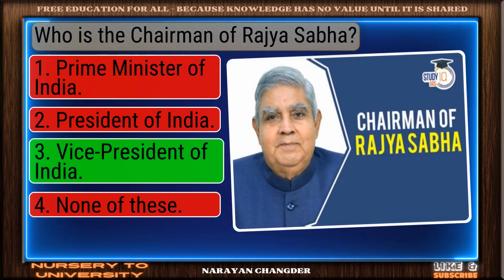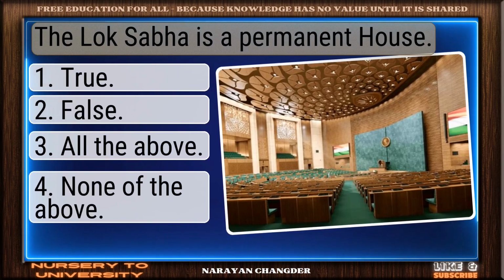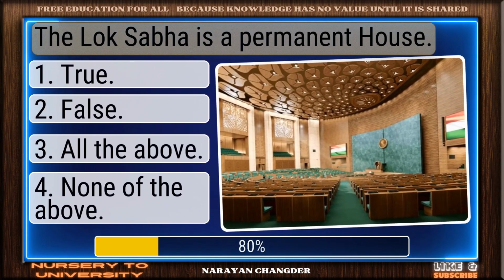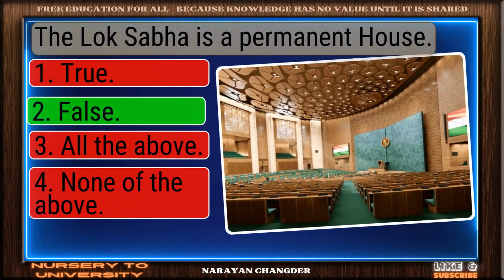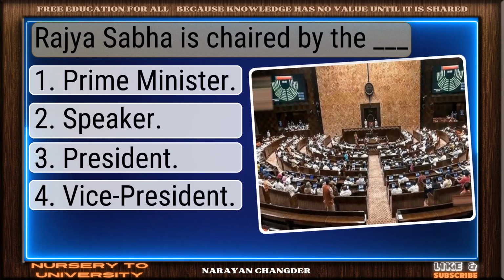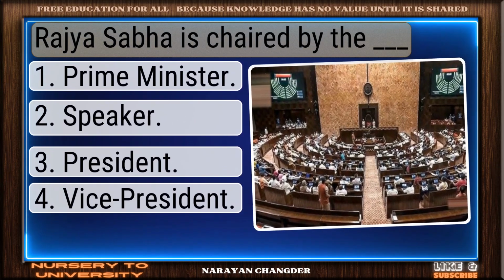Correct. Vice President of India is the right answer. Question number 185. The Lok Sabha is a permanent house. Excellent. False is a brilliant choice. Question number 186. Rajya Sabha is chaired by the dash.